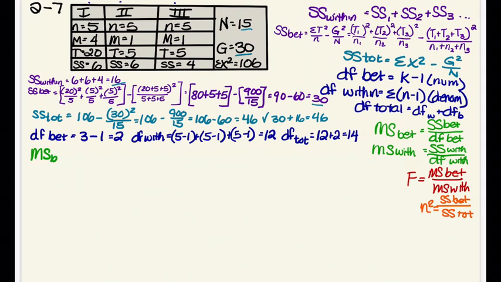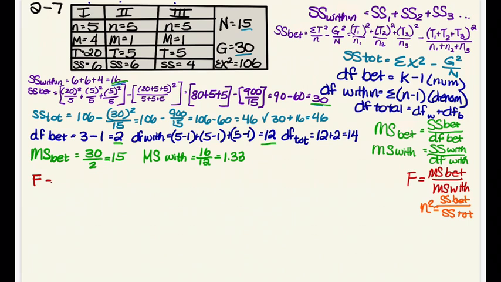Next, we'll determine the mean square between treatments by taking the values that we found earlier of the sum of squared deviations and dividing it by the degrees of freedom. In this case, we get a value of 15. Our mean square within treatments will be our sum of squared deviations within treatments divided by the degrees of freedom within treatments. And in this case, it is 1.33.